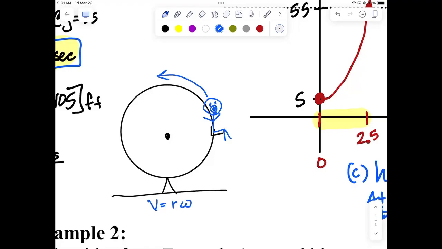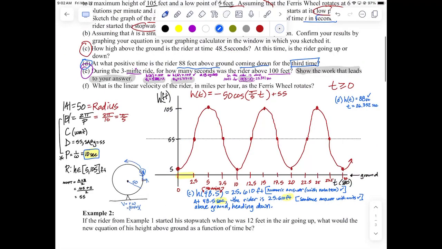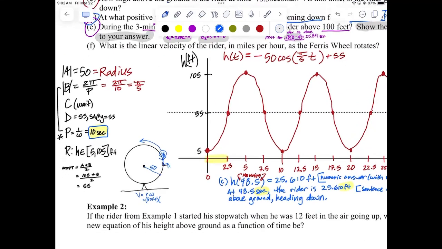So I think we have both of these. What is our radius of the Ferris wheel from yesterday? Do you remember? 55 or 50? I think it was 50. Yeah, 50 feet. I'm going to go ahead and put units in there, 50 feet. And what was our omega? How fast did it rotate? Did they tell us that? 1 revolution every 10 seconds.